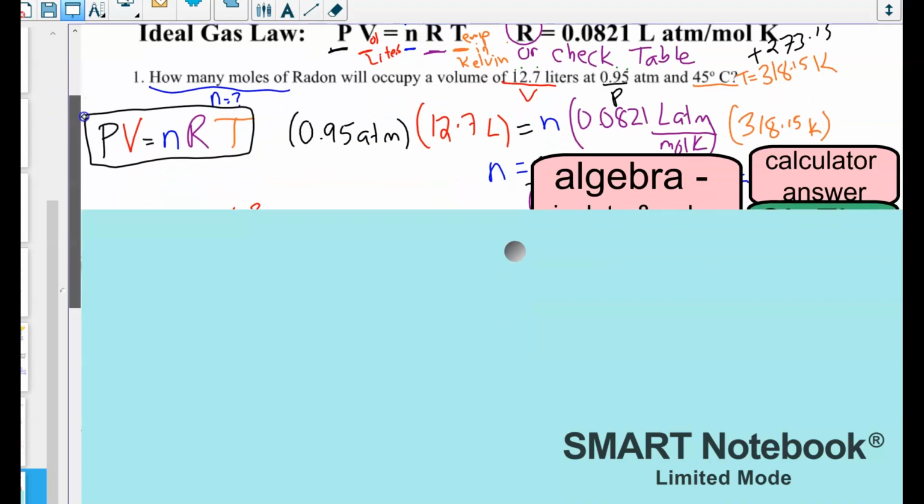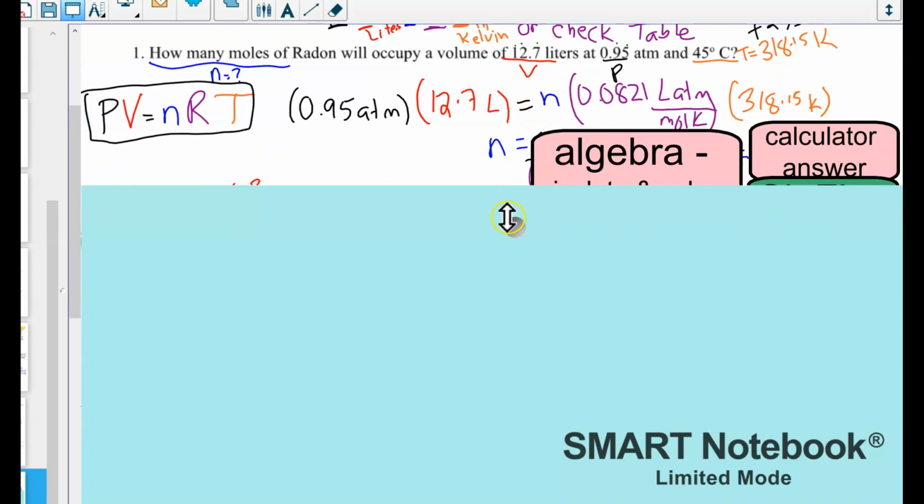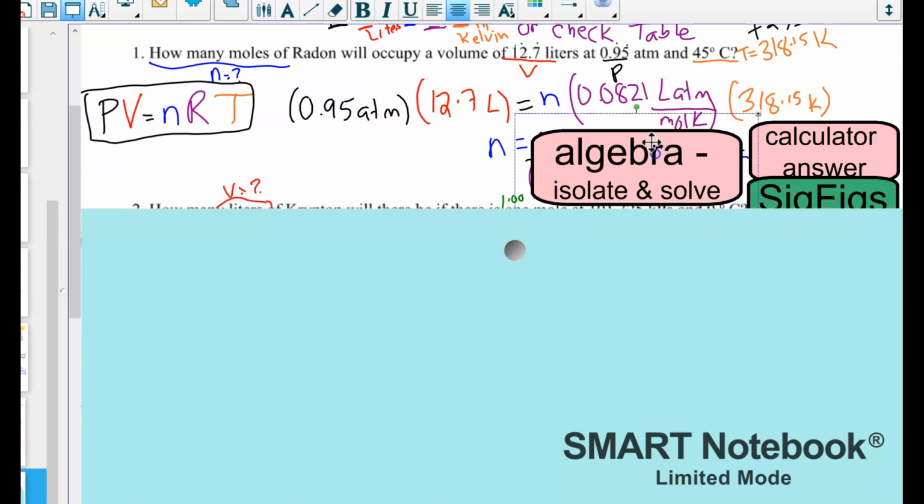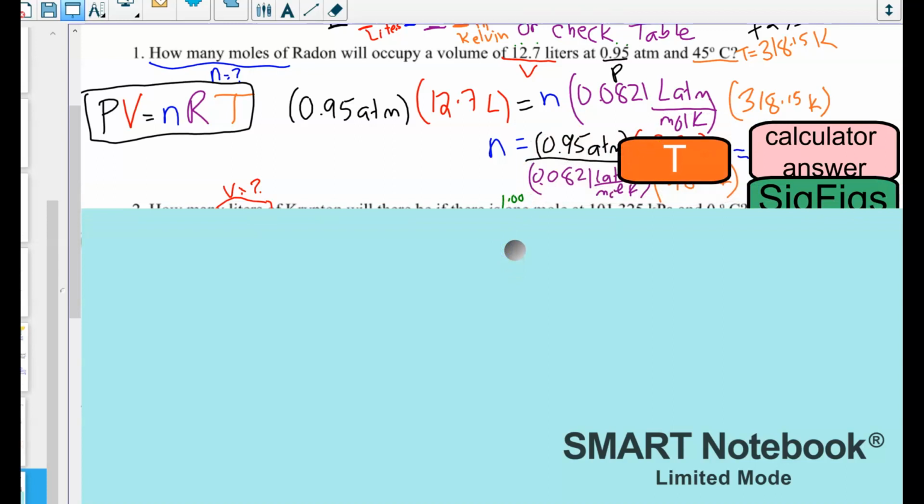Okay, so we have to isolate and solve for n. We want to get n by itself. So we're going to isolate and solve. And when we do that, we're going to have 0.95 atmospheres times 12.7 liters over R over temperature.